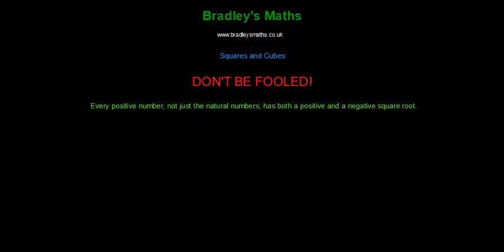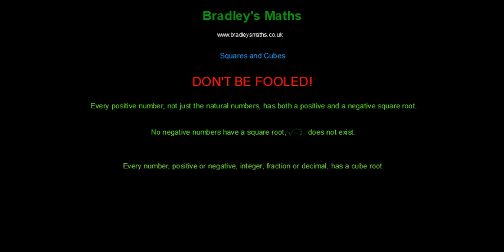No negative numbers have a square root. The square root of -2 does not exist. Mathematicians have a way around this, but you'll learn about that when you do A-level maths. At the moment, you don't need to know the way around it, but you do need to know that the square root of -2 does not exist. And finally, every number, positive or negative, integer, fraction, or decimal, has a cube root.